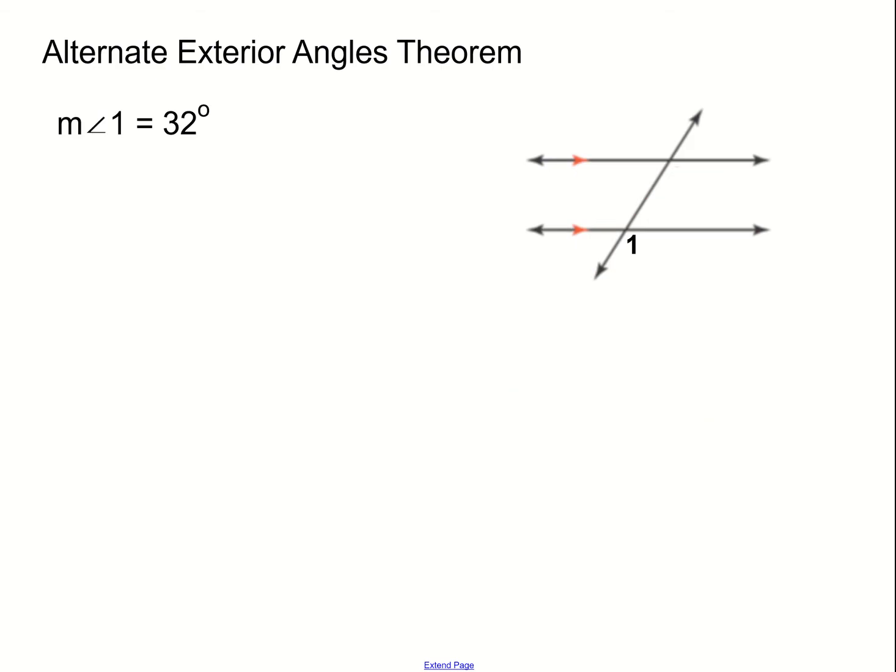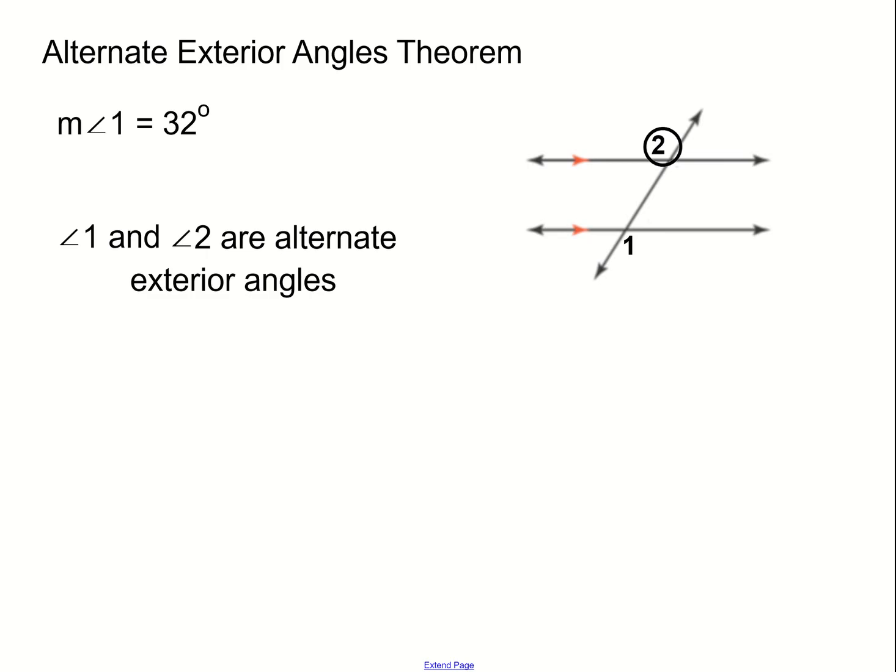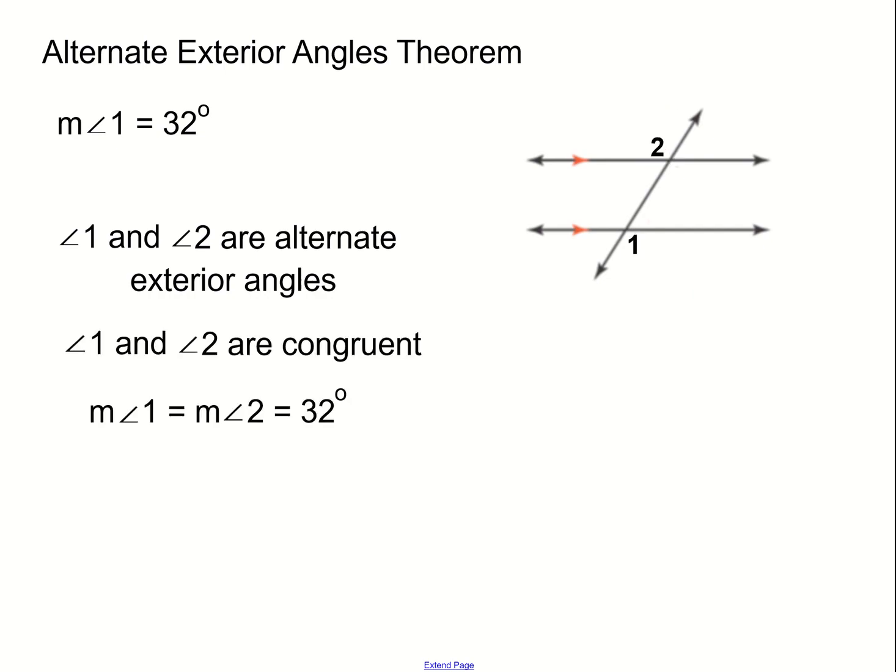So let's say we have this example. And so let's say we have 1 and 2. Well, then those are alternate exterior angles. Let's say we knew that 1 is 32 degrees. And so this means by the alternate exterior angles theorem that this also has to be 32 degrees. They have to be congruent, and therefore their measures are the same.